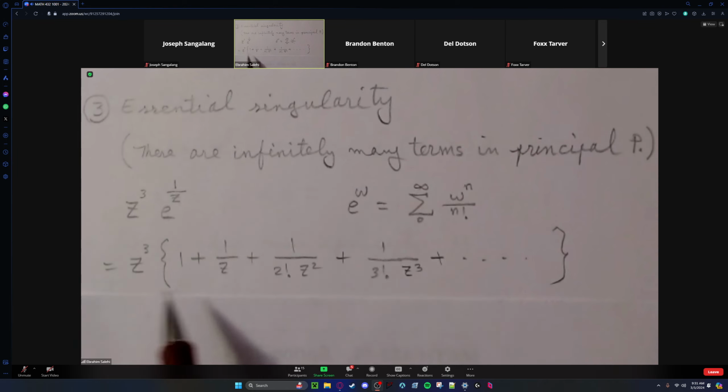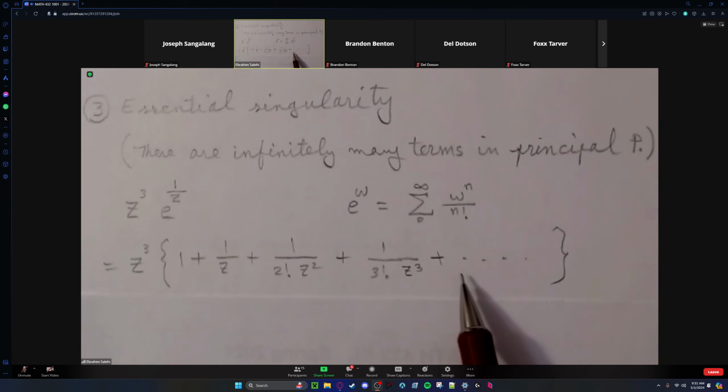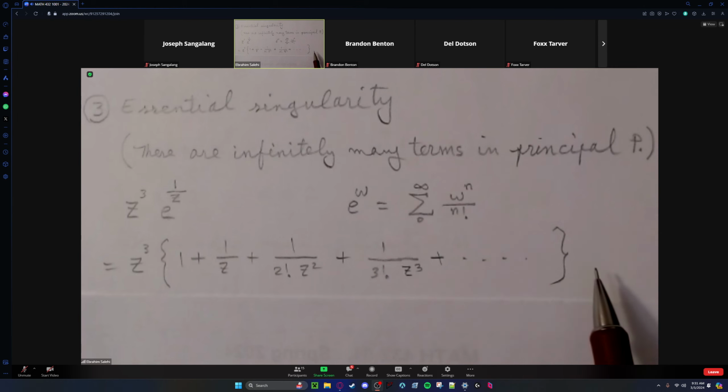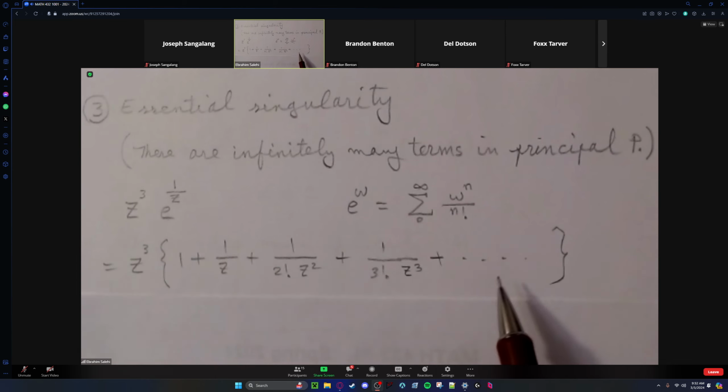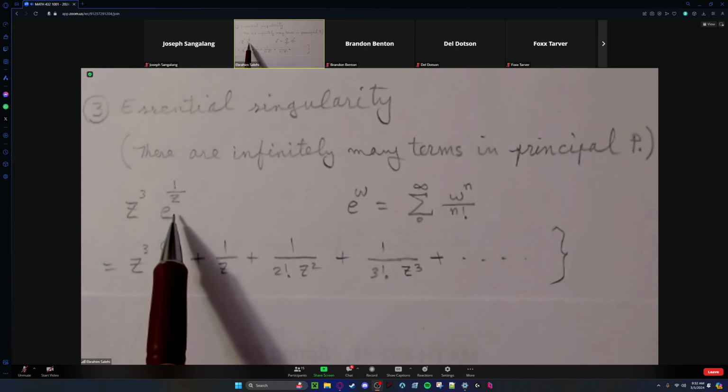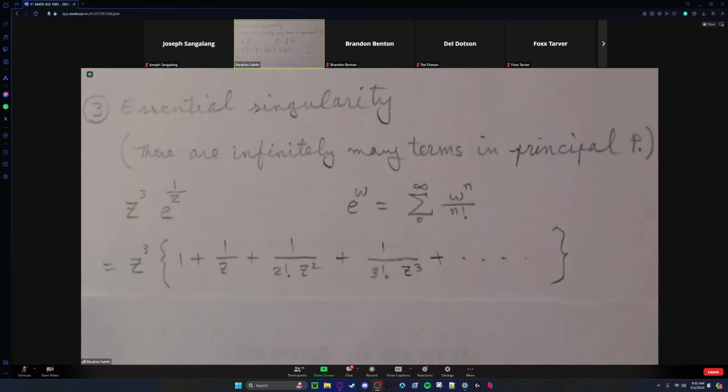And even if you multiply by z cubed, you are going to have infinitely many negative powers of z. This is the type that we will call essential singularity. So z equals 0 is an essential singularity for this function. Okay?